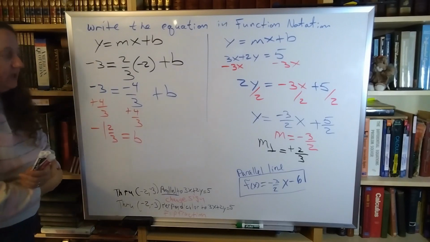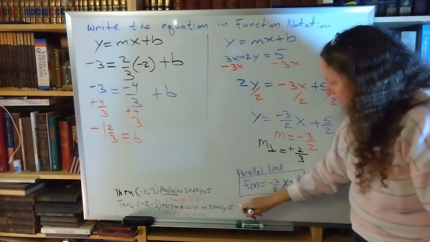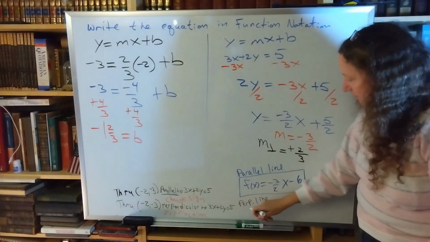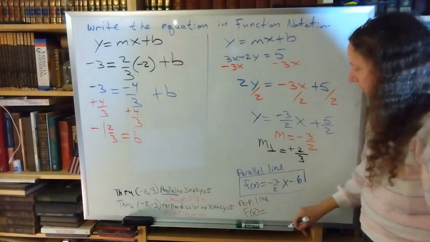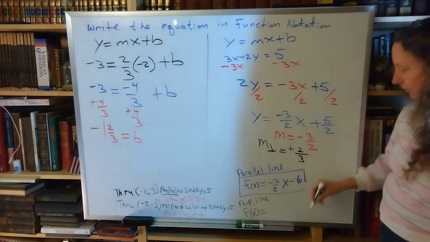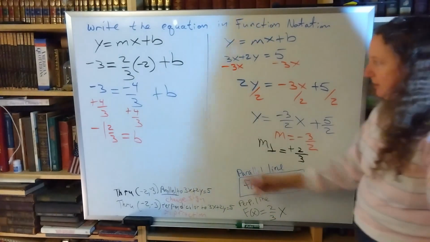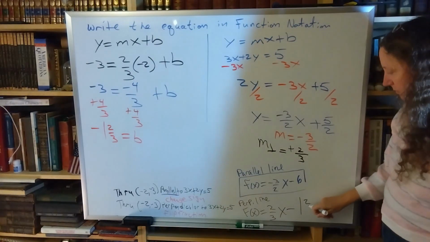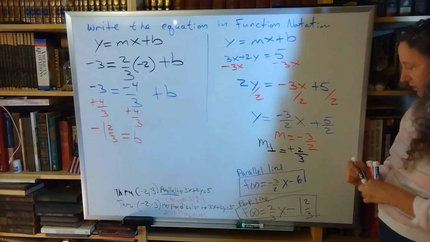Now I write my equation line as function notation. So my perpendicular line is going to be f of x equals m, I'm using my perpendicular slope, so 2/3, x plus b, so minus 1 and 2/3. There's my answer.